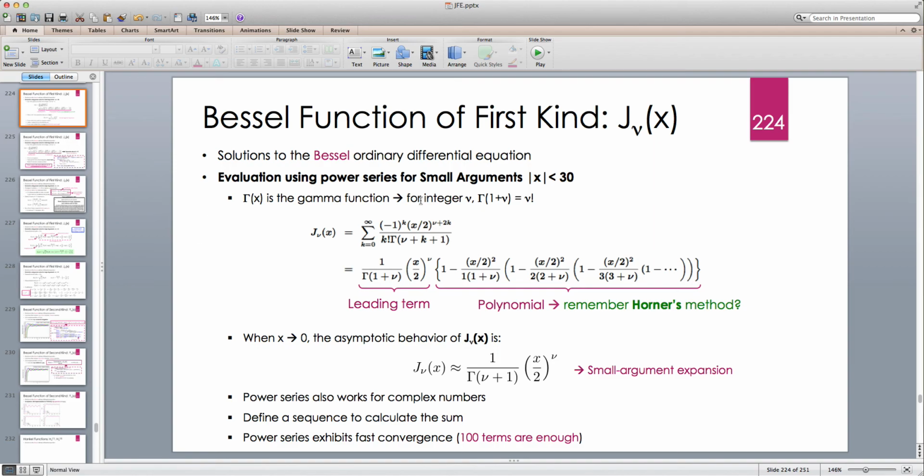In the last lecture, we discussed how to calculate the Bessel function of the first kind, J_nu of x, where nu is the parameter of the Bessel function and x is the variable, which can be a real or complex number. We said that we start with evaluating the Bessel function for small arguments, and it turned out we can go up to 30, and for that we introduced this power series.